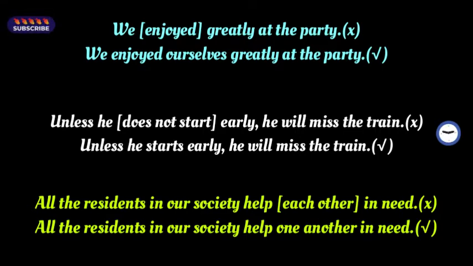The next example, "unless he does not start early, he will miss the train," also has a conjunction error. You see, the conjunction "unless" has a negative sense. So if a subordinate clause is introduced by "unless," it cannot have "no" or "not" in it. Hence the correction is, "unless he starts early, he will miss the train." The same rule applies with the conjunction "until" also.